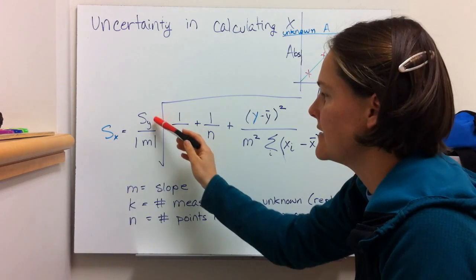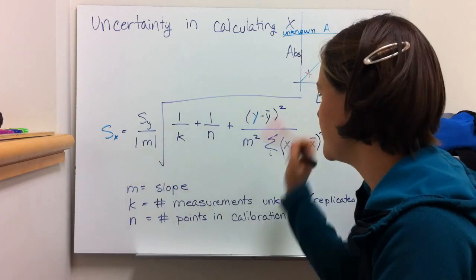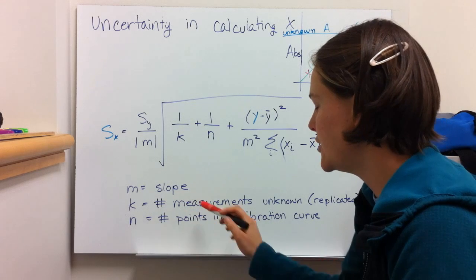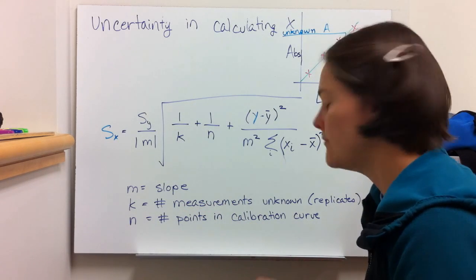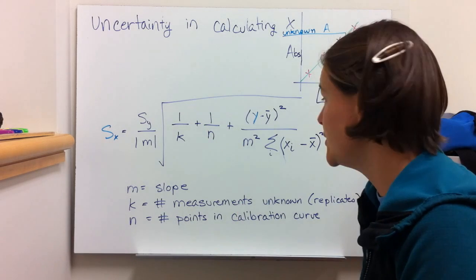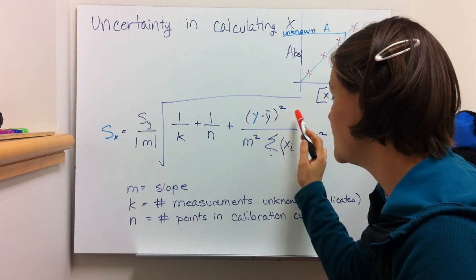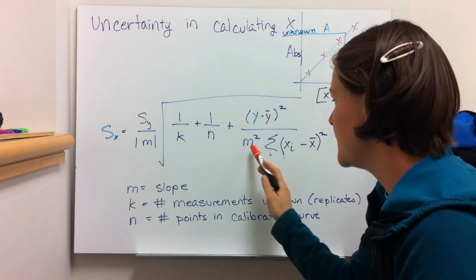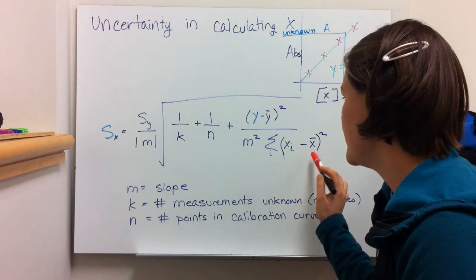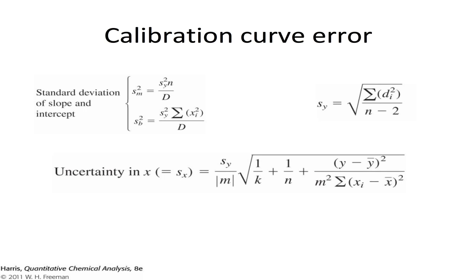S of x equals S of y over the absolute value of the slope, and then times the square root of 1 over k, which is the number of measurements of each unknown, the replicates, plus 1 over n, which is the number of points in the calibration curve, plus y, the measured y value, minus y bar, quantity squared, over m squared, slope squared, sum of xi minus x bar squared. Here are the equations that you'll need to estimate the error associated with an unknown concentration as measured by a calibration curve.